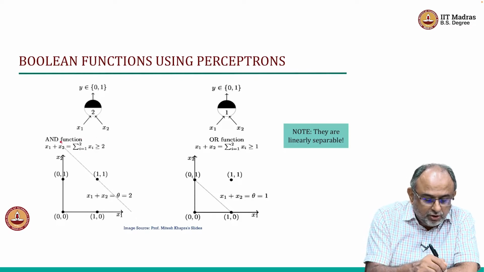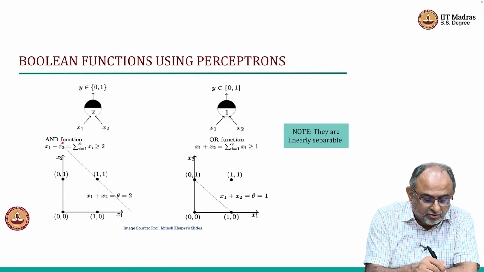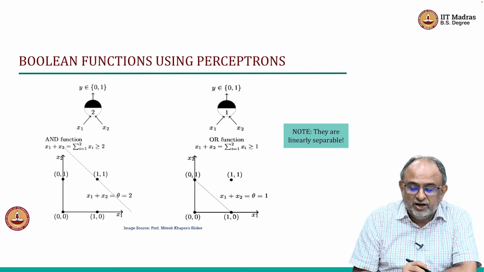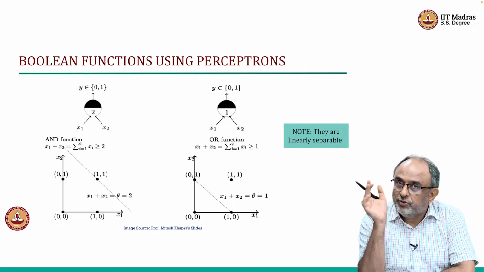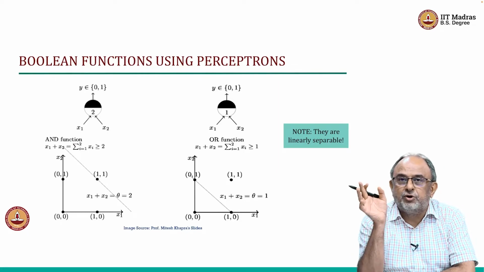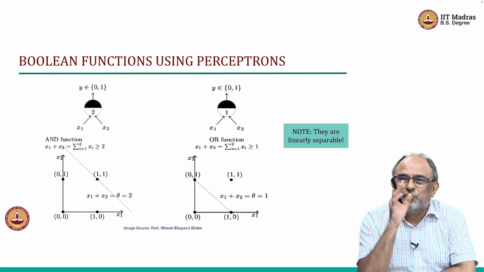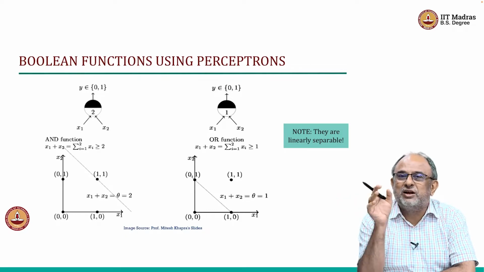Yeah, so you have to weight them actually. So this is not correctly dealt with. So how does an AND function work? 0 and 0 will give you 0. 0 and 1 will give you 0. 1 and 0 will give you 0. 1 and 1 will give you 1.